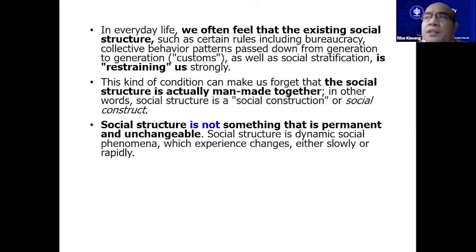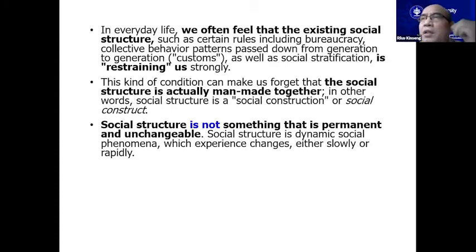whether it is in the form of normative, distributional or social interaction, is actually man-made. We actually produce this social structure. We together as a collectivity collectively produce it. Otherwise, if many people disagree with it, the social structure will change, like norms, regulation, even the distributional.